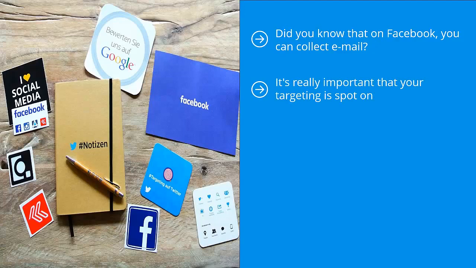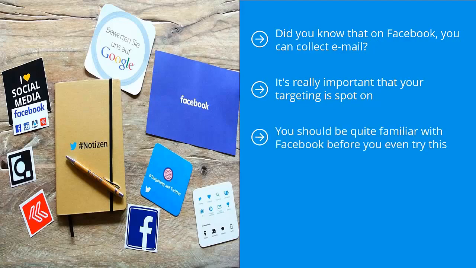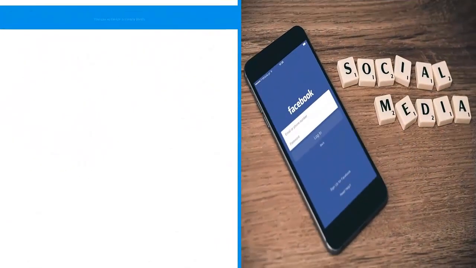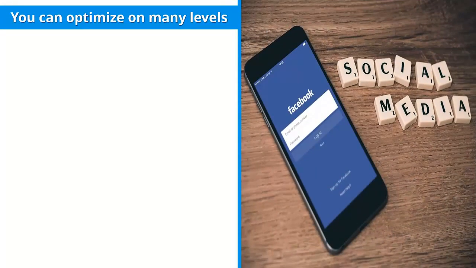I put this part of Facebook ad marketing at this point in the list of marketing methods because this takes quite a bit of work. You should be quite familiar with Facebook before you even try this. You should know your way around Facebook's ad system before you engage in paid lead generation because it can get quite expensive. If your ad doesn't get many clicks or it's super finely targeted, you don't really have that many people to work with, and this can drive up your costs. You have to know how to optimize your ad campaigns on Facebook for this to make sense. You can optimize on many levels. There are three levels you can optimize.